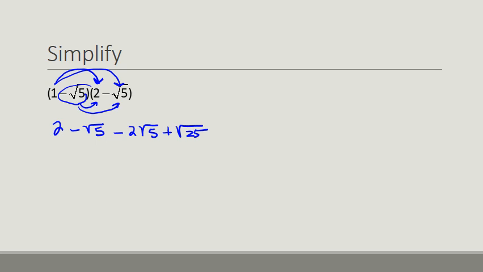So if I simplify, I'm going to get 2. Combining my like terms, remember that's like a 1 there. So minus 3 root 5. Then the square root of 25 is 5. And now I'll add my like terms of 2 and 5, which will give me 7. And then that's minus 3 root 5.